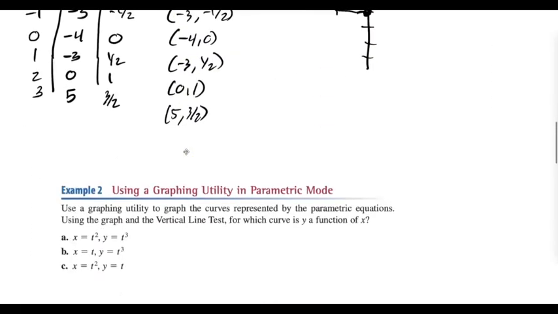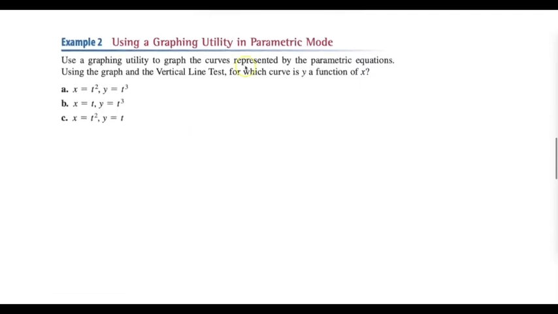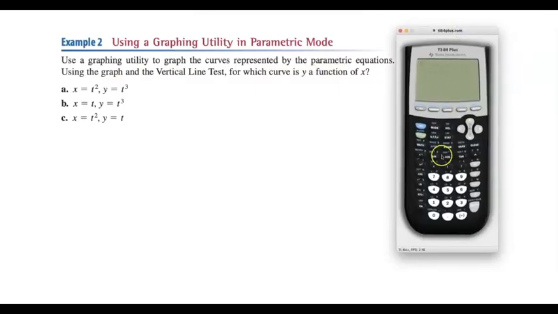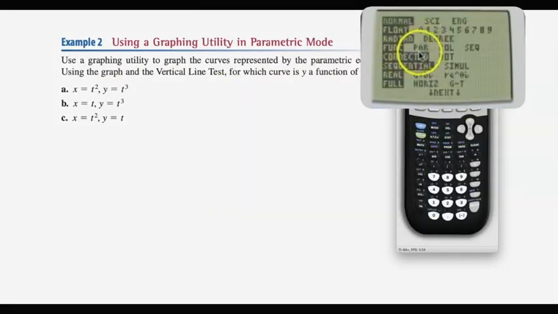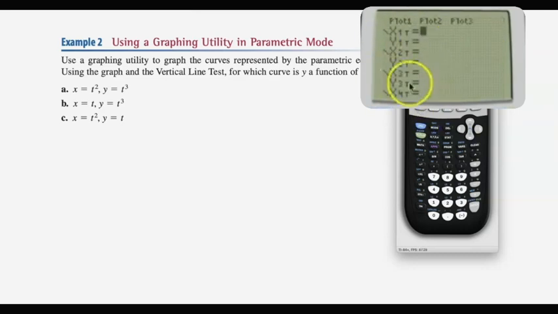Okay, the next one. We're going to do one of these. Use a graph utility to graph the curves represented by parametric equations. Using the vertical line test, which curve is y as a function of x? So on our calculator, we actually could put it in parametric form. If you go to mode, you see right here it says function, parametric, polar, and sequence. So we're going to go over here and put it parametric. Now when I do that, when I go to y equals, it's a totally different screen. X1, y1 has our x equation and our y equation.